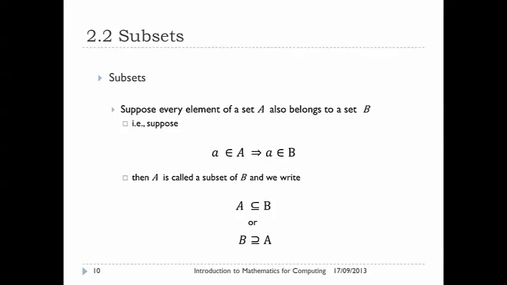Okay, the symbolism we use to write this is this symbol here. This is read as A is a subset of B. Or alternatively, if we want to switch the direction of the symbol, this here is also read A is a subset of B, or B contains the set A.